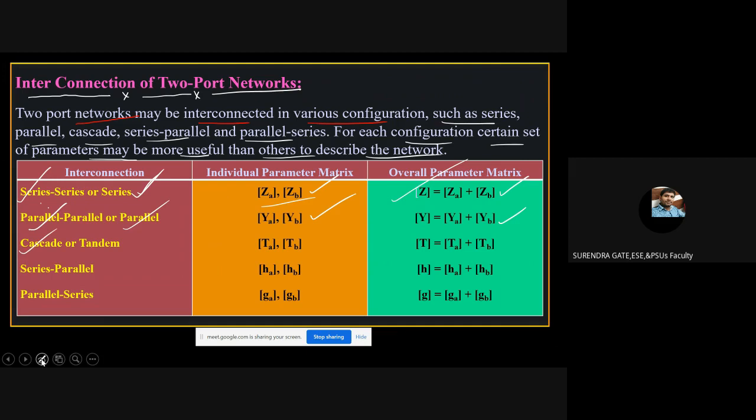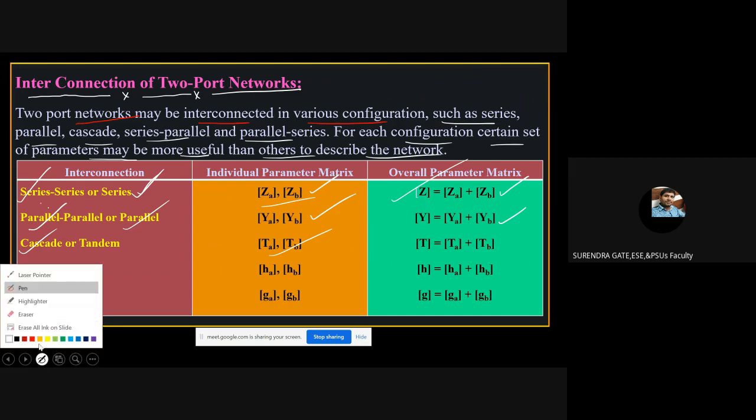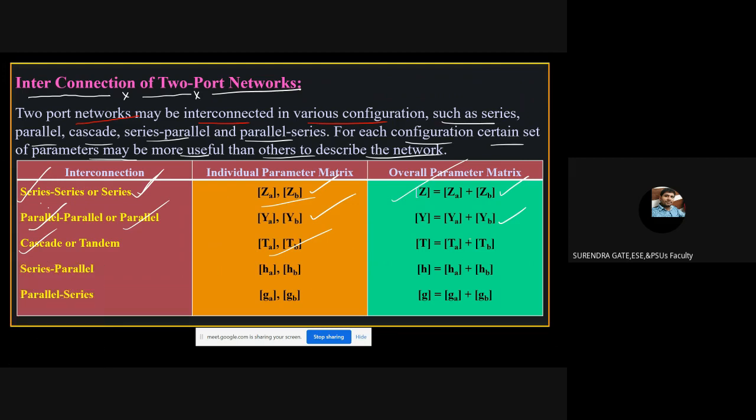For a cascade or tandem connection, we can use the ABCD parameters or T parameters. Then we can directly multiply, not add. Please correct this one. This is not addition, this is multiplication. Then T equals TA into TB. For a series-parallel connection, H parameters are preferable because we can directly add the H parameters. For a parallel-series connection, G parameters are preferable because we can add G parameters directly.